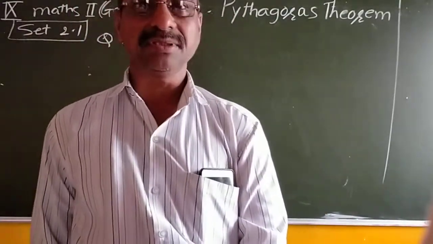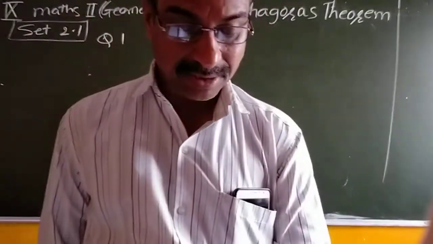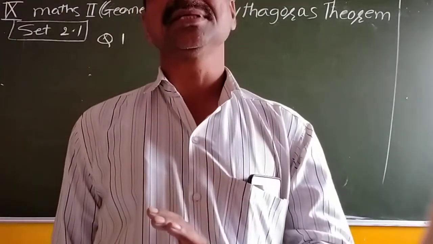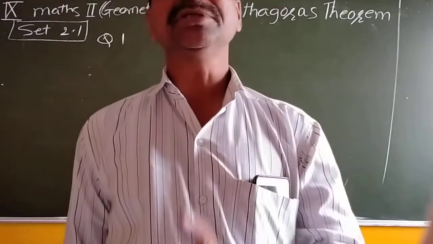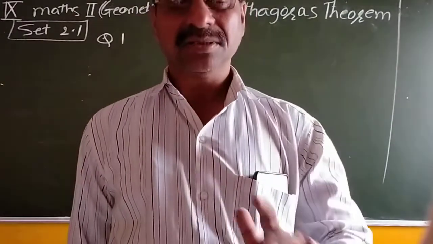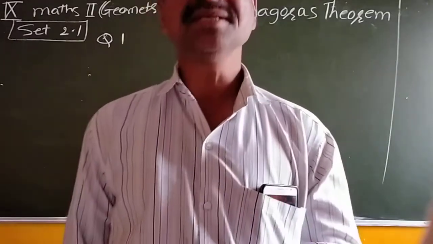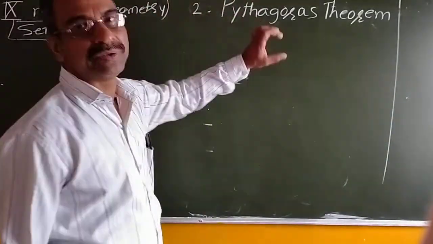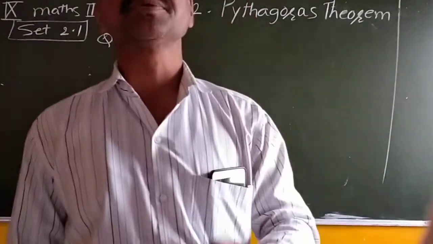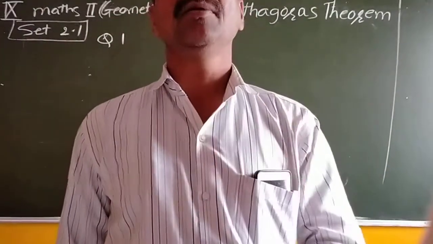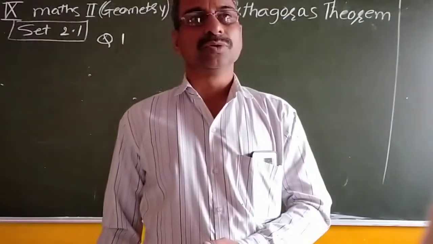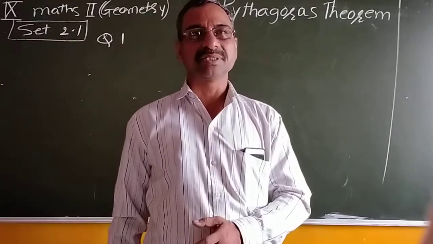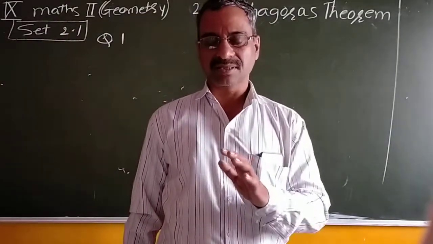Pythagoras triplet. First, what is a Pythagoras triplet? In a Pythagoras triplet, we take positive integers, and the square of the largest positive integer is the sum of the squares of the other two smaller numbers. Then those three numbers are called a Pythagoras triplet.